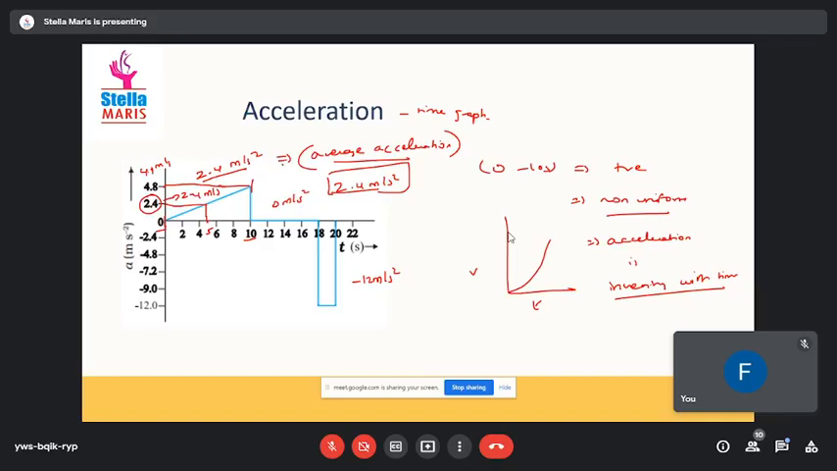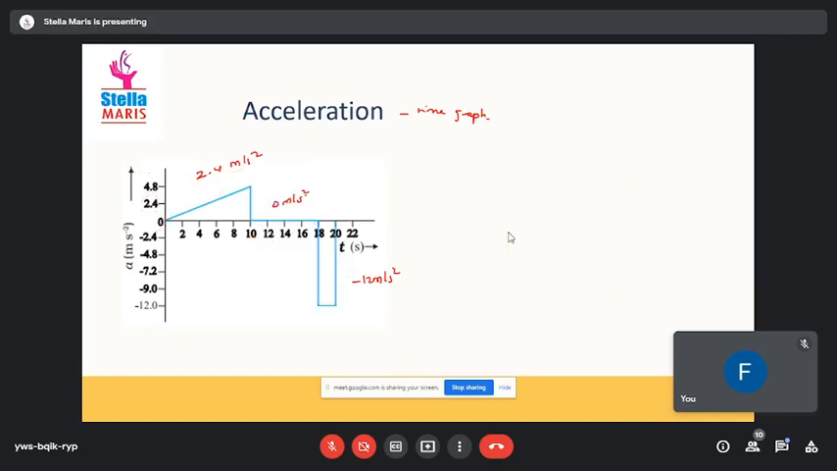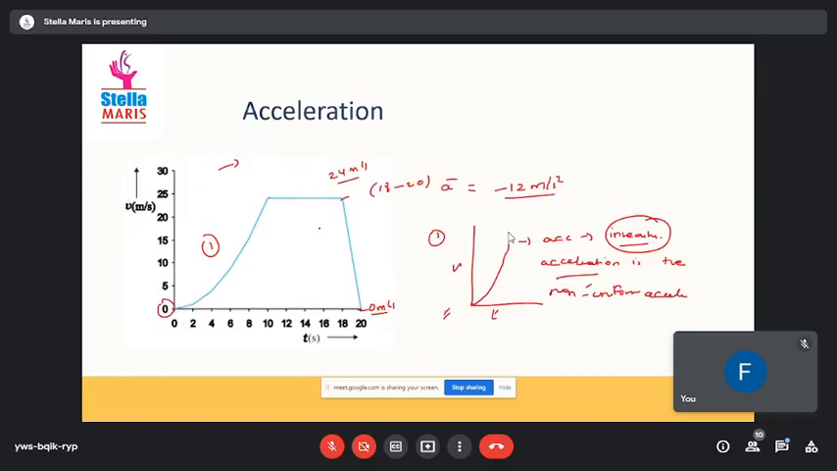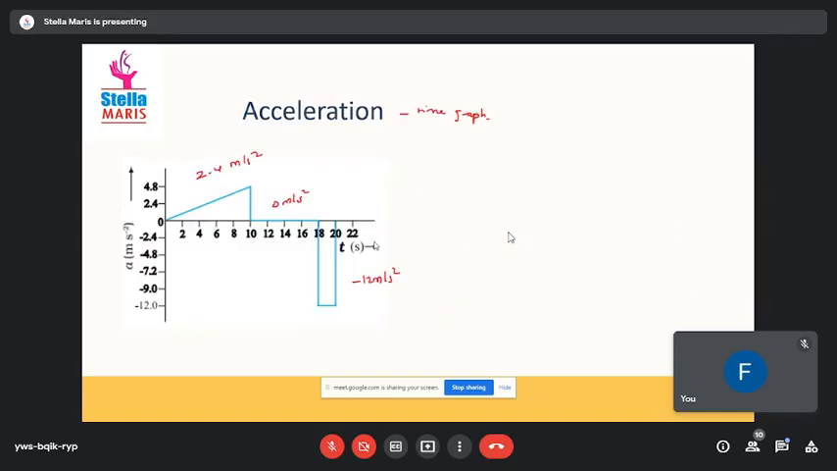Right. So what about the second one? 10 to 18. That is 0 meter per second squared. There is no acceleration here because it moves with constant velocity. So here, what about the third one? The graph is like this.